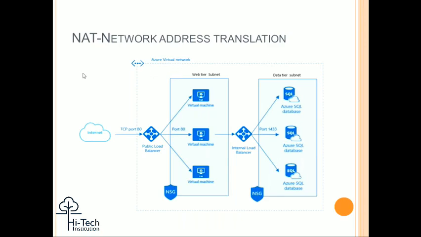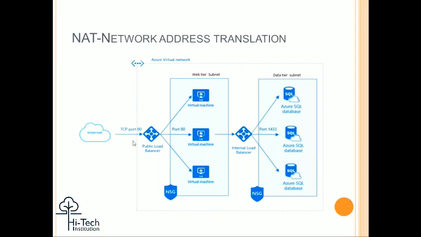So there is something, right? The concept of the load balancer. I can see that there is a public load balancer and a private load balancer. The private load balancer is also called an internal load balancer. So the public load balancer can be set to the virtual machines in the backend, which is the web tier subnet. For each and every subnet, I'll have a different load balancer.